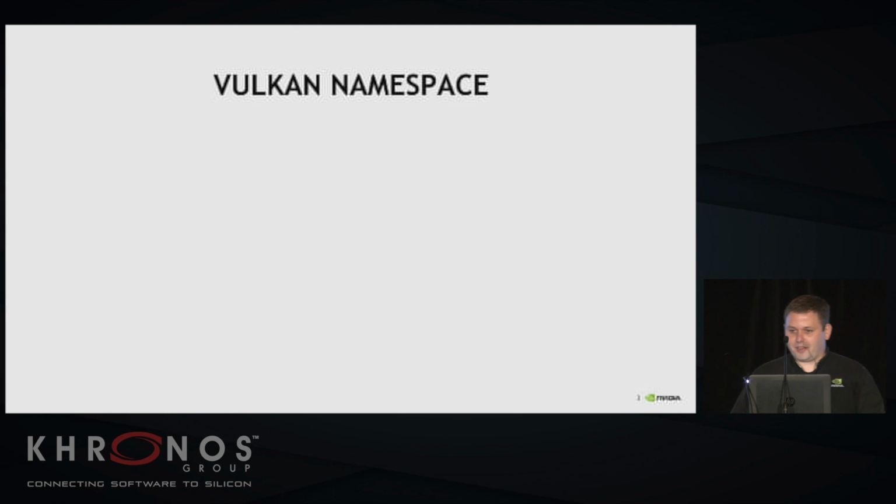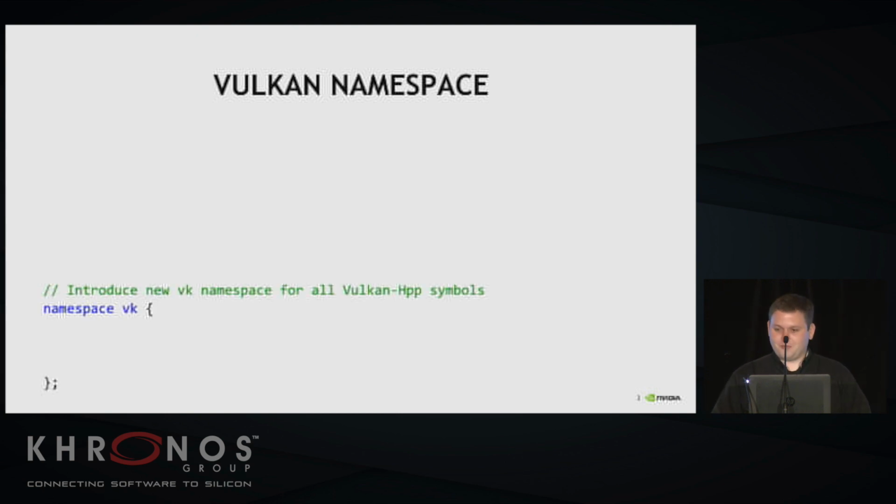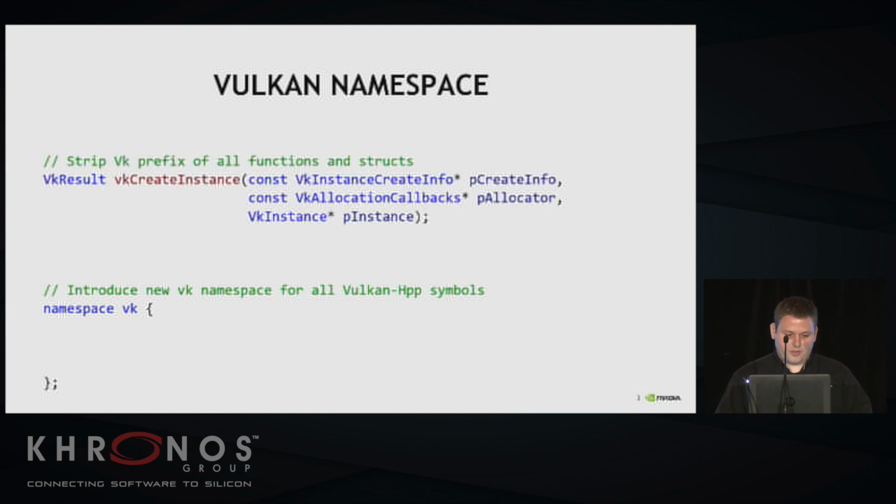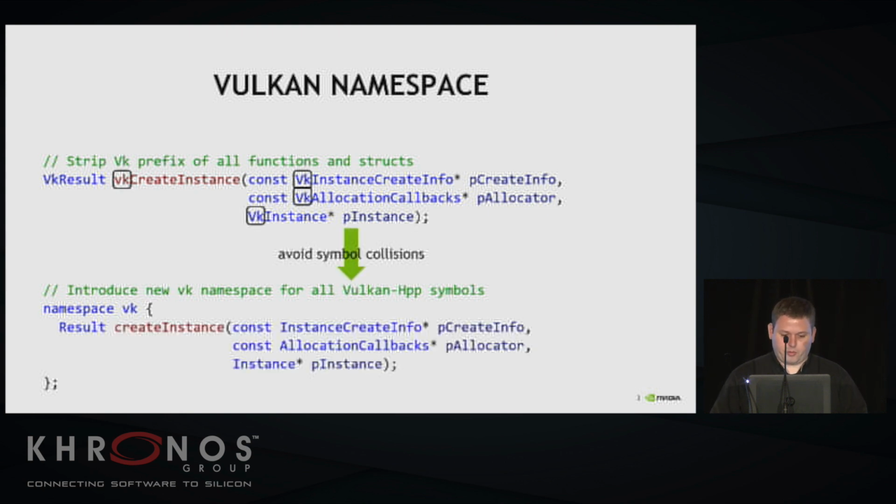If you're starting to make a new C++ library, you of course start with a namespace. So we are introducing a new namespace vk, where we're adding all symbols. For each C version of the API, we have a C++ version in the namespace where we stripped all vk prefixes, so that you don't have to duplicate the vk prefix at all.